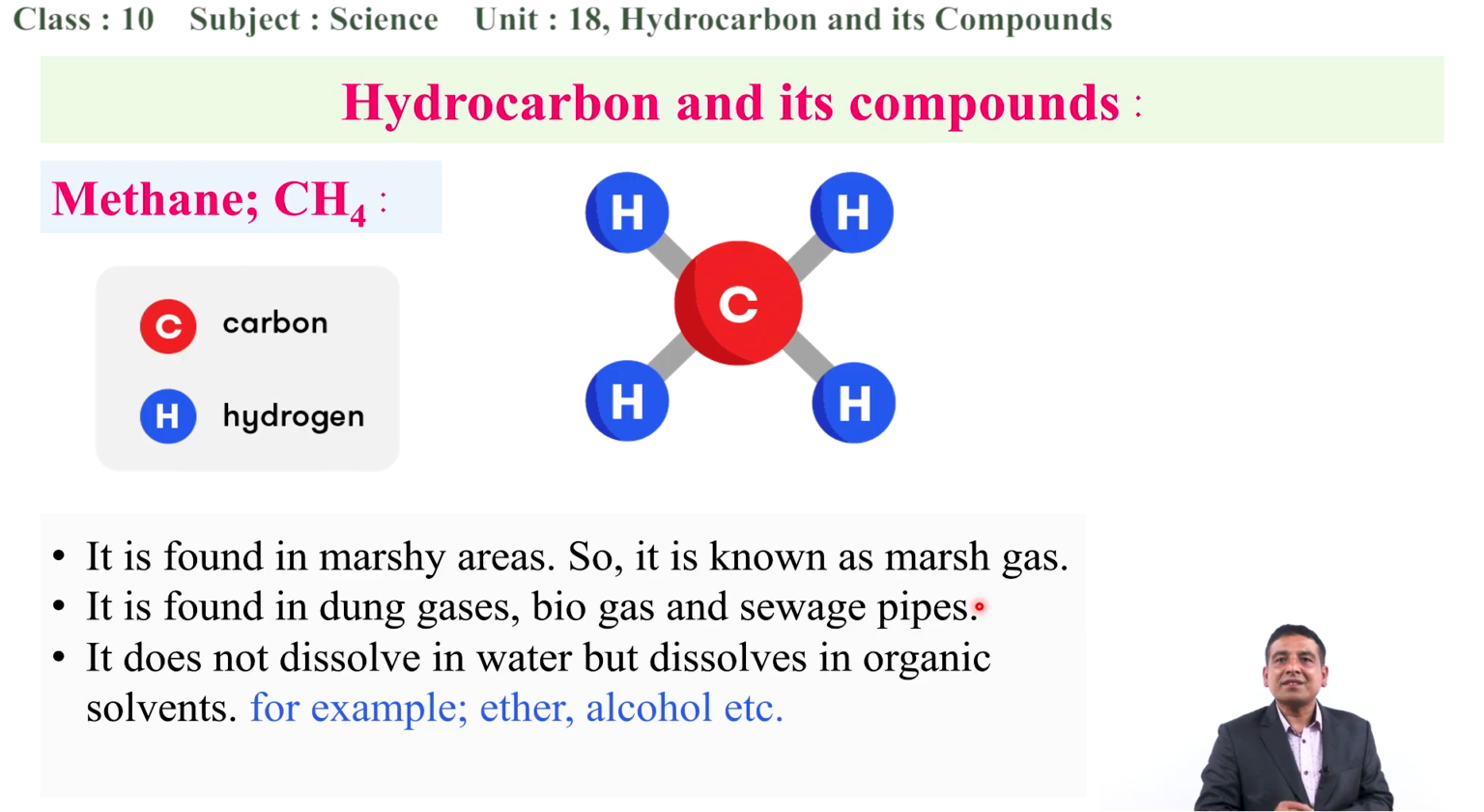Why can methane gas not be dissolved in water? Because methane is an organic compound, and water is an inorganic solvent. They do not dissolve. So methane is dissolved in these organic solvents, like the compounds shown in the scale.